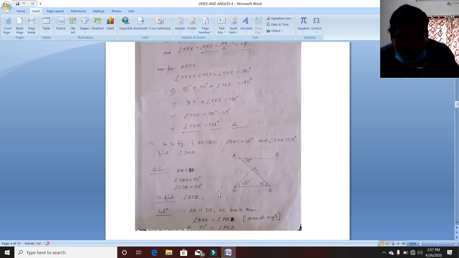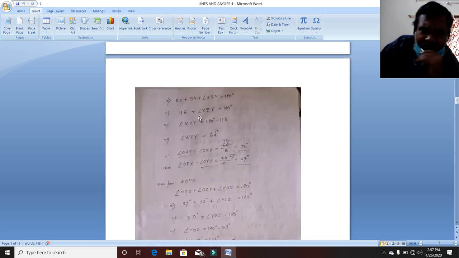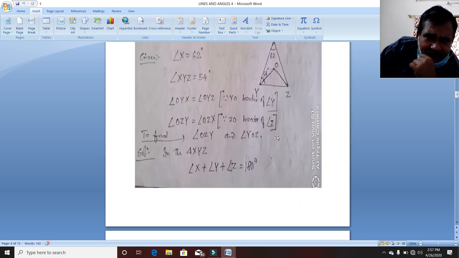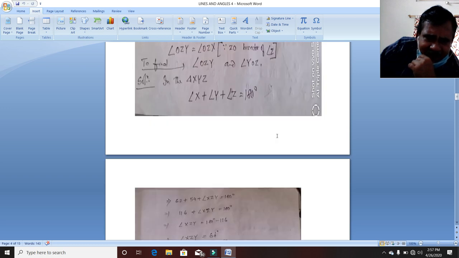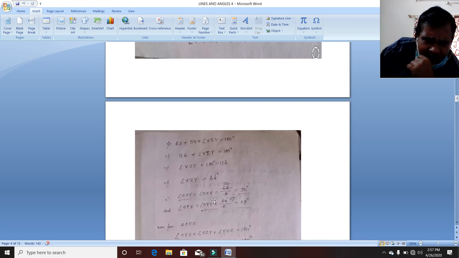This value XZY equals 180 degrees. Now you see, this 54 plus 62, I am getting 116, plus angle XZY equals 180 degrees. Now XZY equals 180 minus 116, so I am getting the value of this as 64 degrees. Now already I told that OY and OZ are the bisectors, so the two angles are what? Equal. OZY and OZX will be equal, and the total angle is 64.